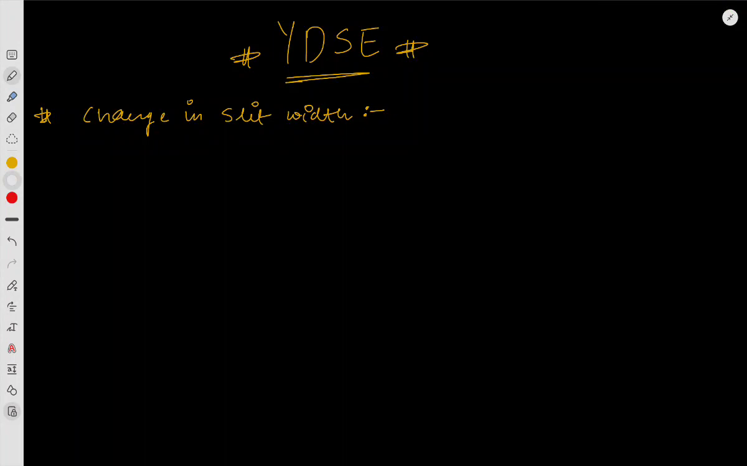And today we'll be discussing a bit further into the YDSE experiment in wave optics, and then after that we'll be starting with diffraction. So let us begin. The first thing that we need to understand is the change of slit width that occurs in the YDSE.